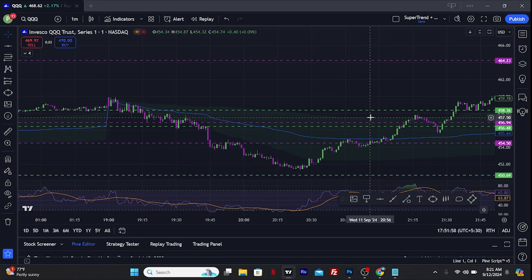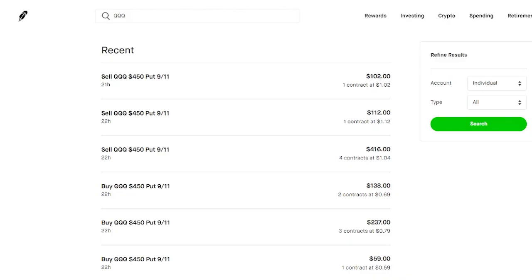All right, so let's hop into Robinhood now. Let me show you the receipts on this one. So here we have it pulled up on the screen. What I played was the 450 puts on this. Based on the key level that I identified, I decided, hey, I'm going to target this strike, which was the 450 put, and this was yesterday, 9/11.